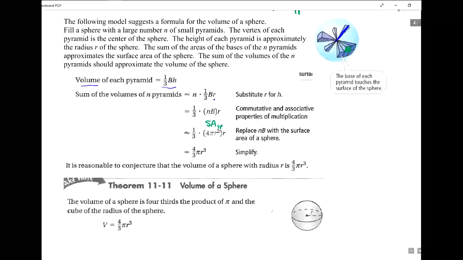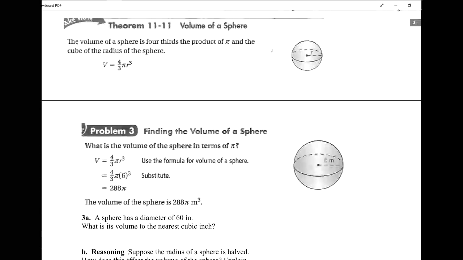So we get 1/3 times the surface area, 4 pi r squared, times one of these radii, a radius, which is the height of one of these pyramids. So we put all that together and we get 4/3 pi r cubed, which incidentally is our next theorem. The volume of a sphere is 4/3 times pi times the cube of the radius. So we have a formula here: the volume of a sphere is 4/3 pi r cubed. This is every sphere you will ever run into. And if you notice, all we need to know is the radius.